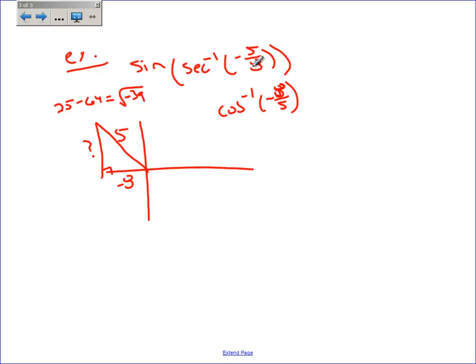So since there's no solution to the arcsecant of -5/8, we can't take the sine of no solution. That doesn't make any sense. So this is a does not exist answer.